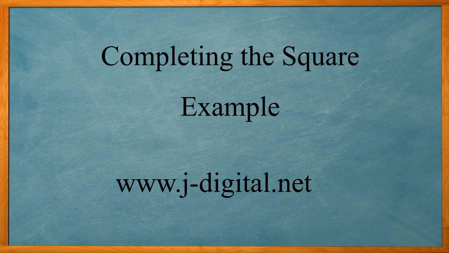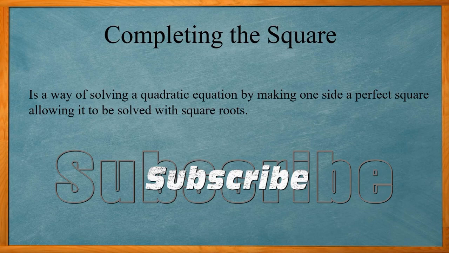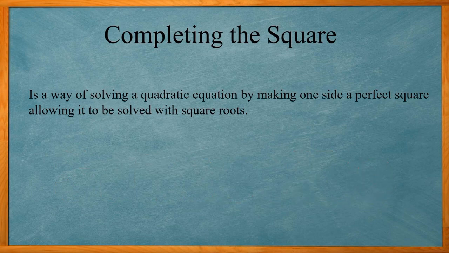This video is going to cover solving a quadratic equation using the method called completing the square. So what is completing the square? This is one way to solve a quadratic equation. What we're going to end up doing is making a perfect square on the left hand side with the x squared and x terms. And that's going to allow us to solve the equation using square roots. So let's take a look at an example here.